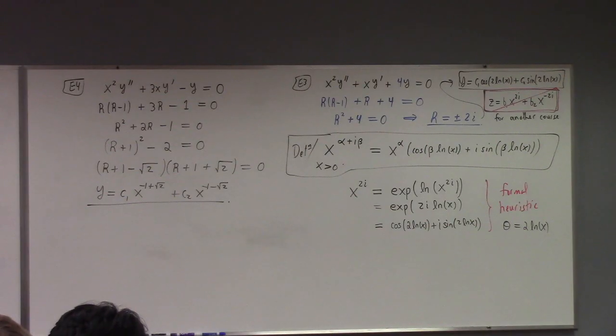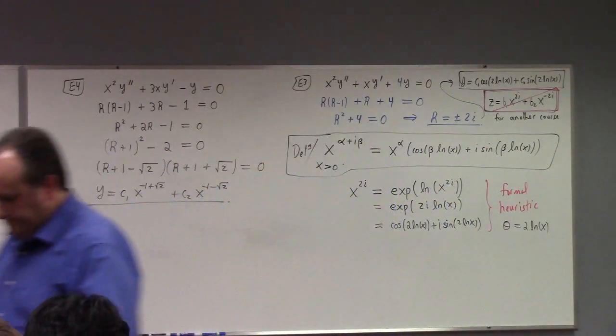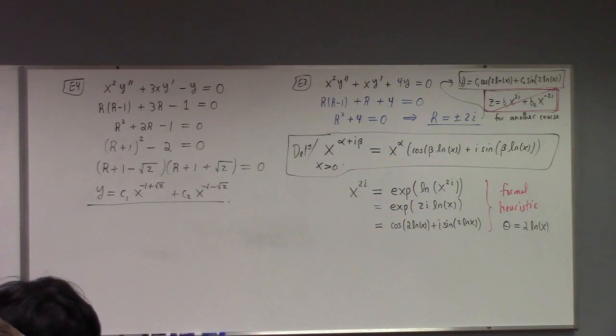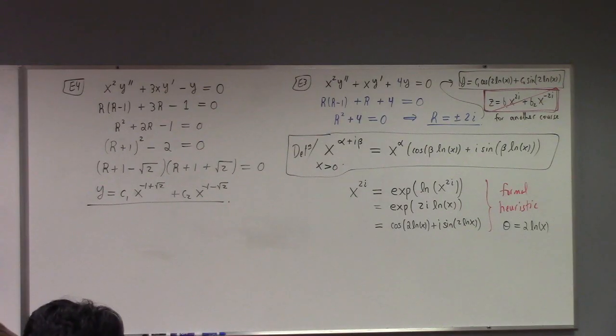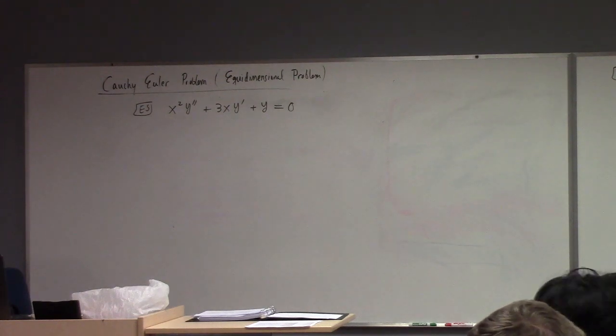All right. Find the characteristic equation. What do you get? We should get r squared plus 2r plus 1.